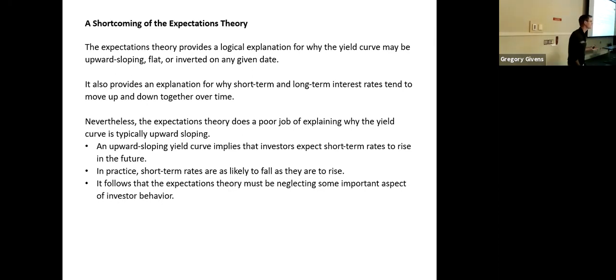There's no reason why an investor would think that interest rates are going to rise 98% of the time, but only fall 2% of the time. It doesn't really make any sense. So what we would like to do now is think about how we might modify or add on to the expectations theory of the term structure to help rectify this failure to explain why the yield curve is usually upward sloping. That brings us to our second model of the term structure called the liquidity premium theory.